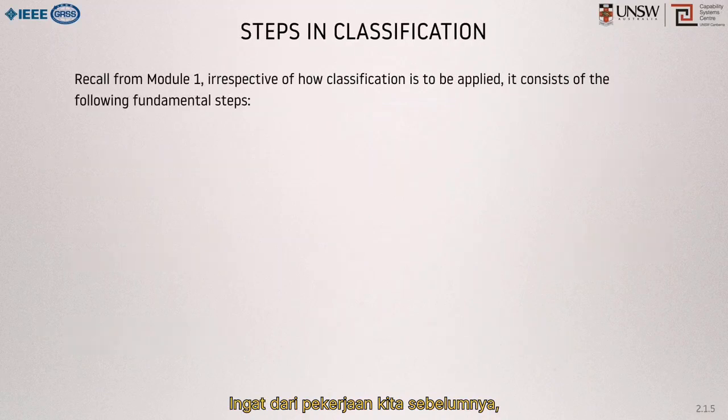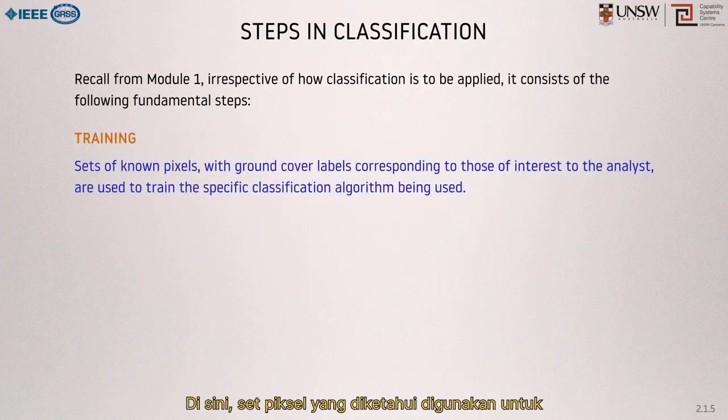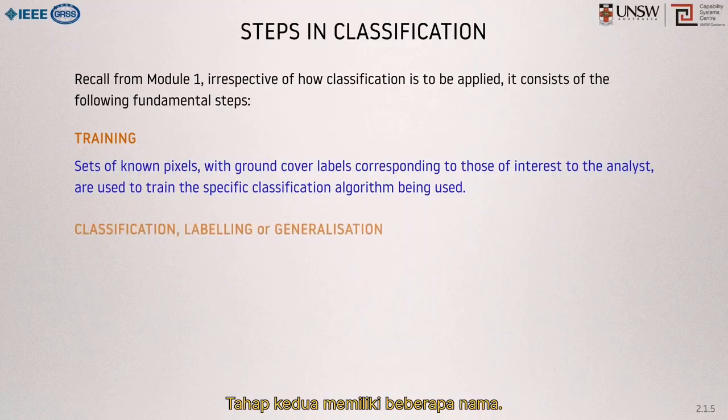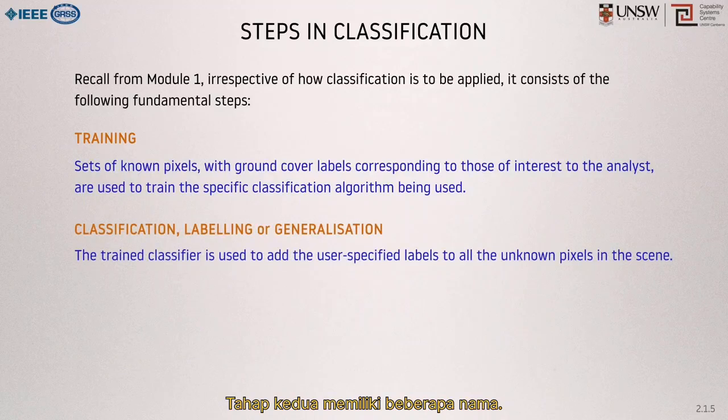Remember from our earlier work, classification or machine learning in remote sensing consists of a number of stages. The first is training. Here, sets of known pixels are used to train the classification algorithms that we are going to use. The second stage goes by a number of names. Most commonly, it is referred to as the classification step in remote sensing. In the machine learning community, it is called generalization. It can also be called labeling or allocation.